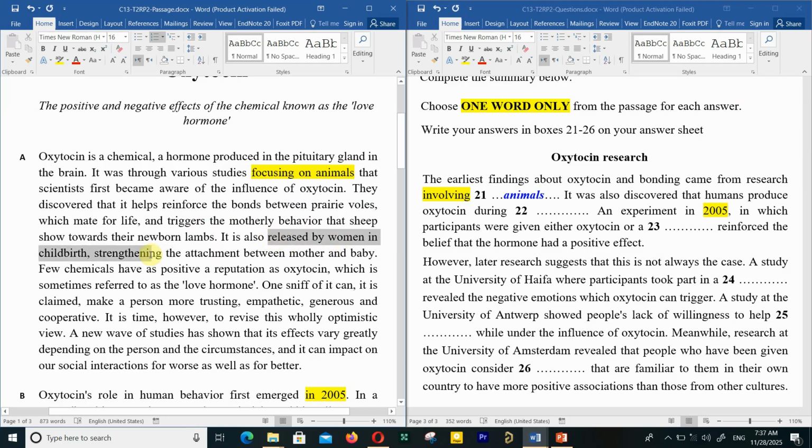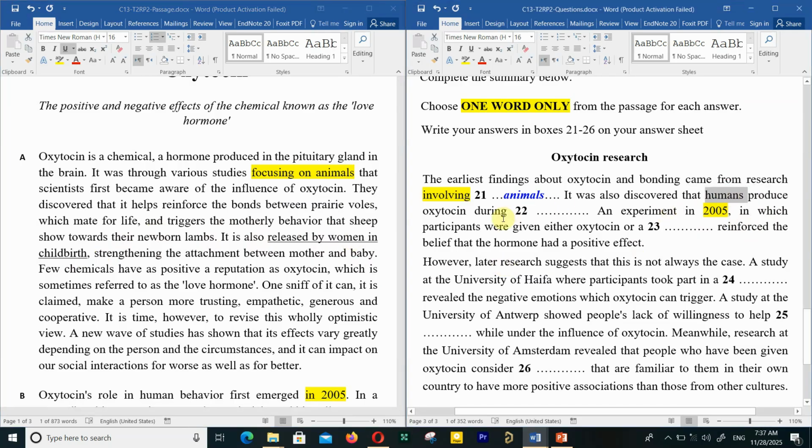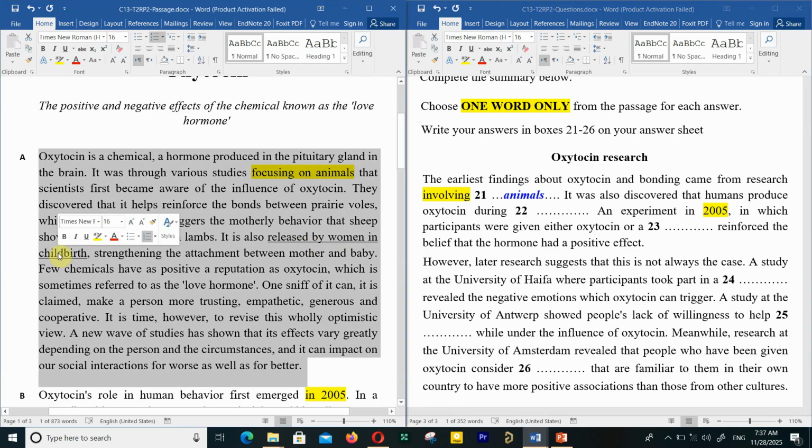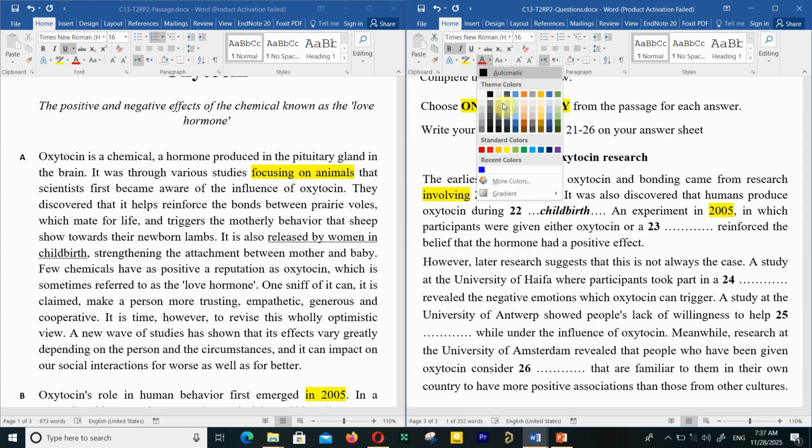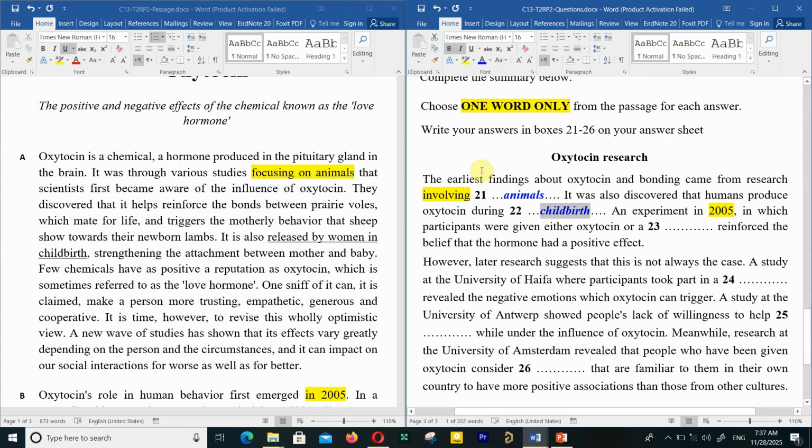Look at the whole sentence. Released by means produced by. Women means humans. During what? During means in here. The answer is childbirth. You see, this is how we can find the answer. Childbirth.